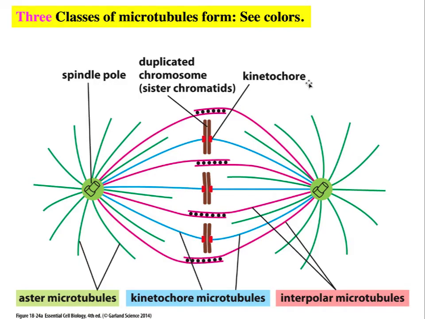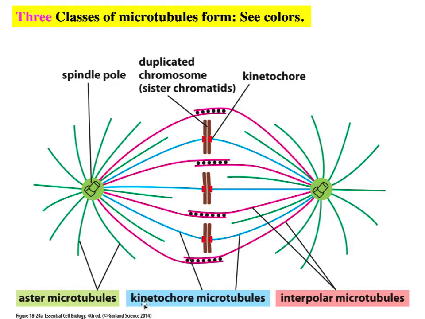Once a spindle is fully formed, scientists can identify 3 different classes of microtubules as indicated here. So the first type are those microtubules that are just forming the aster. They undergo dynamic instability constantly. So some of these are growing and collapsing at the same time. But they are important in allowing the spindle to have some kind of base, a foundation.